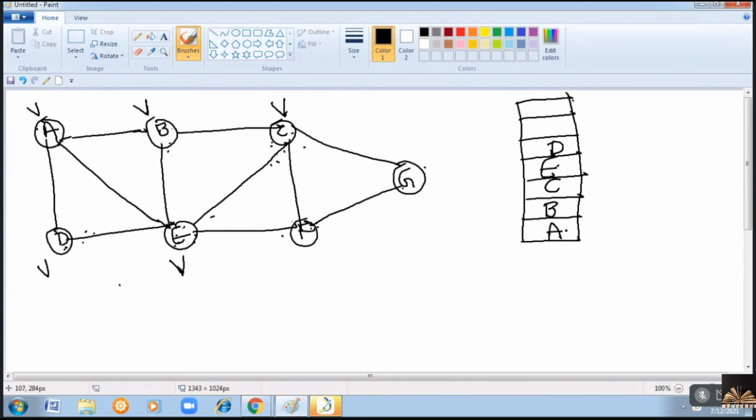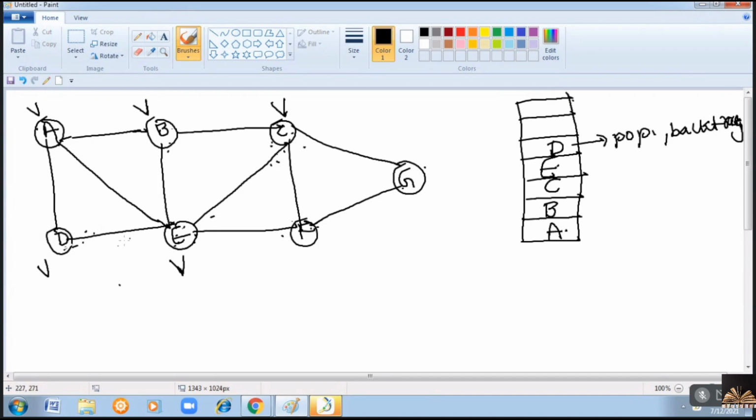And visit any one of the adjacent vertices of D. So what are the adjacent vertices of D? A, which is already visited, E, which is already visited, right? Now, when you don't have any adjacent vertices which are not visited, then what can you do? You can pop the element. You can pop D and perform backtracking.